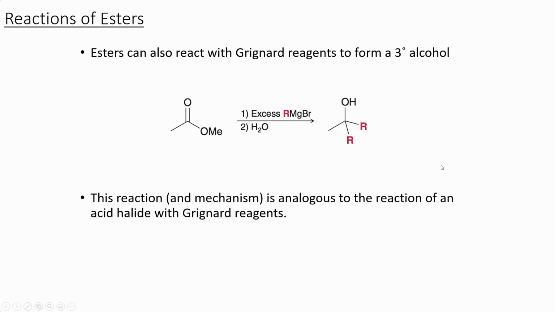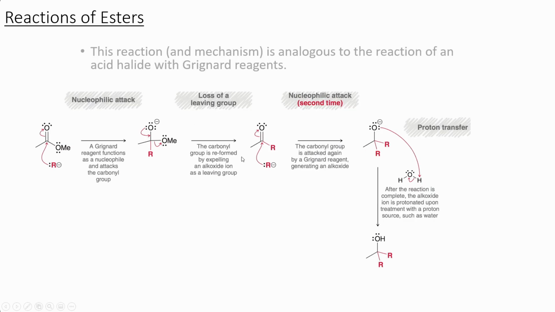We can also react an ester with the Grignard reagent. This will form a tertiary alcohol, so it will react with two equivalents of the Grignard reagent. The reaction and mechanism are also analogous to the reaction of an acid halide with the Grignard reagent, where we have the same series of steps in the mechanism.